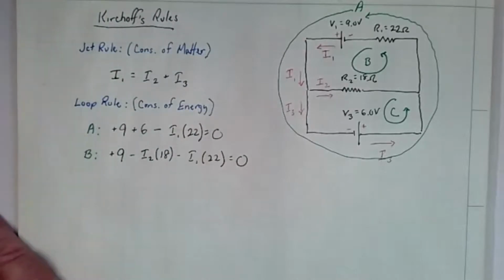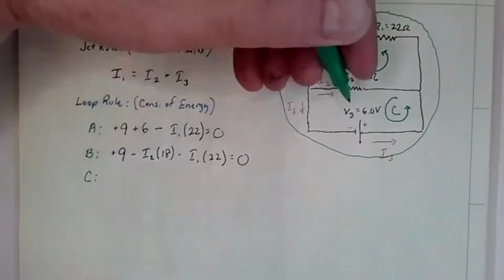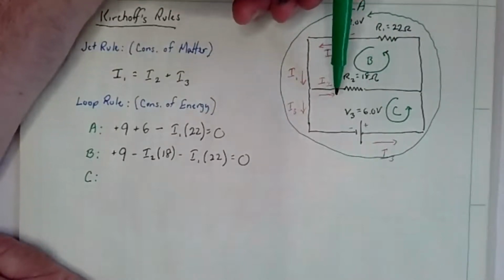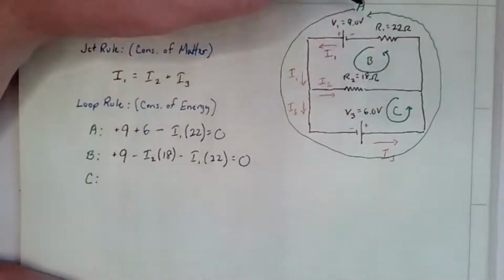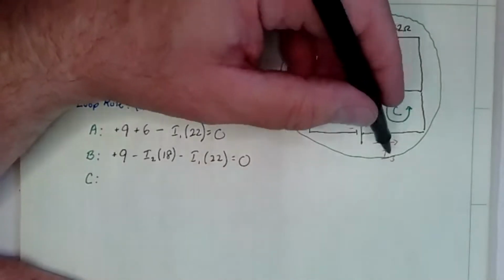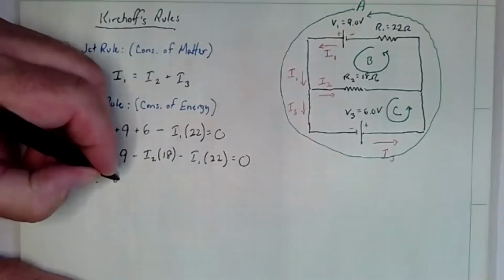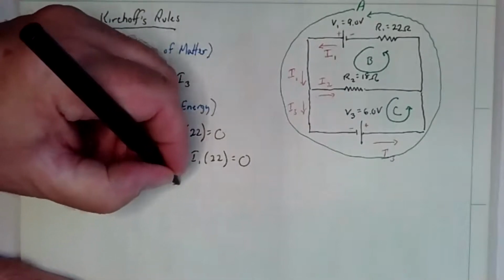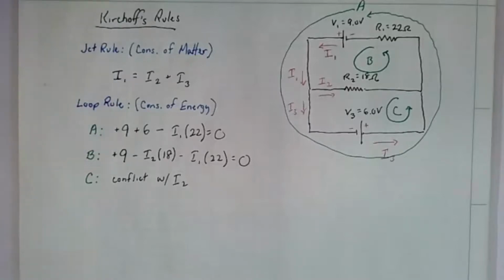And now for loop C, when I come around, I can see that actually we have a problem here. So I can go plus 6, but then I'm headed upstream against I2. So I'm not going to use that loop because there's a conflict. Doesn't matter which way I go. If I go clockwise instead of counter, I have a conflict with I3. So I'm just going to write conflict with I2. So that one's not going to work, but I have 1, 2, 3 unknowns and 1, 2, 3 equations. So I've got enough information to proceed.